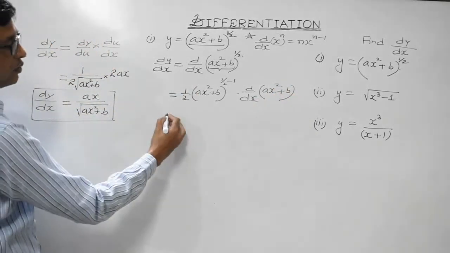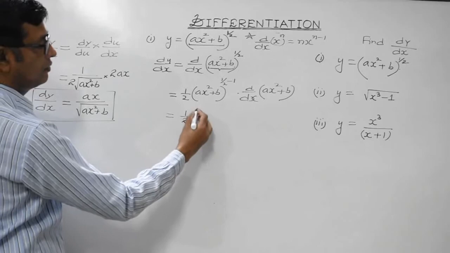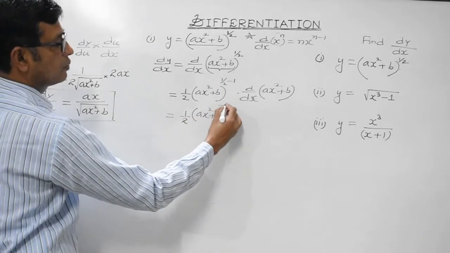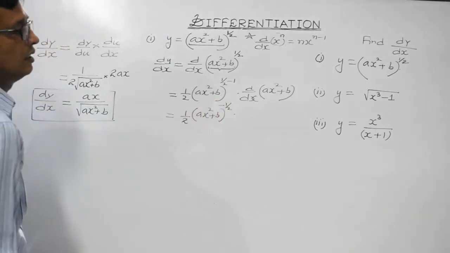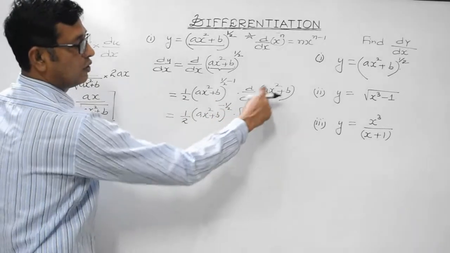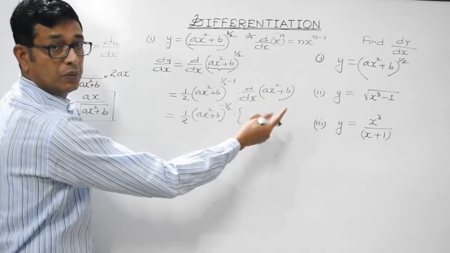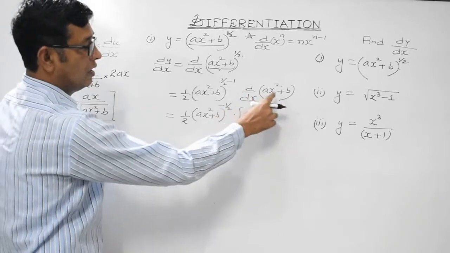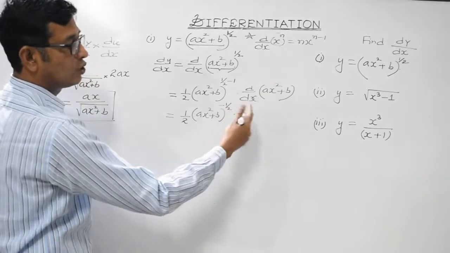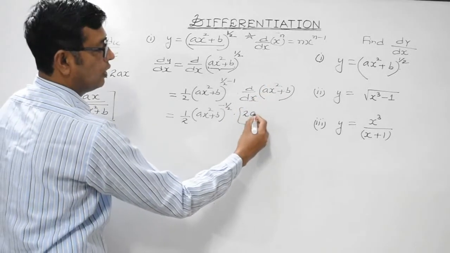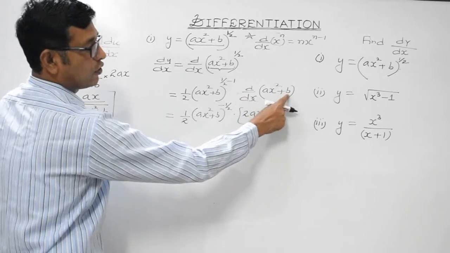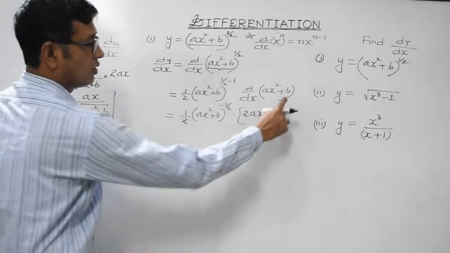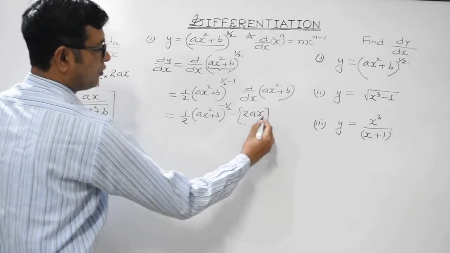So you can do it directly as well. What you get is half into (ax square plus b) to the power half minus 1, which is minus half, right? And the differentiation of this term you can do directly. Open the bracket, a being constant, it can be taken outside the differentiation. Differentiation of x square with respect to x is 2x, so we will be left with 2ax. And the differentiation of the constant b is 0. So we will be left with this.